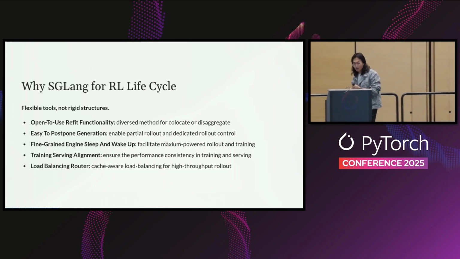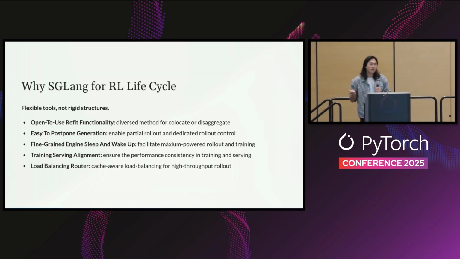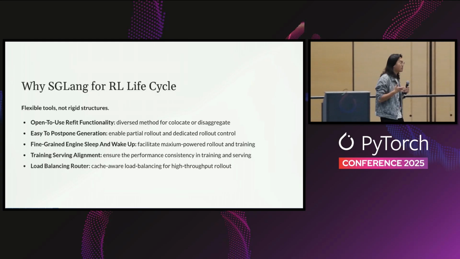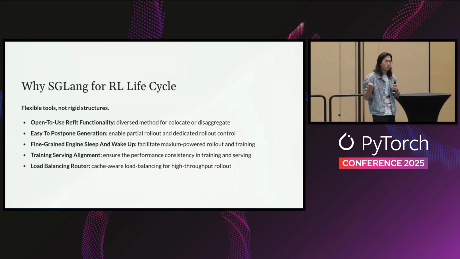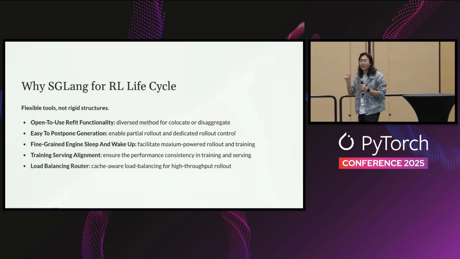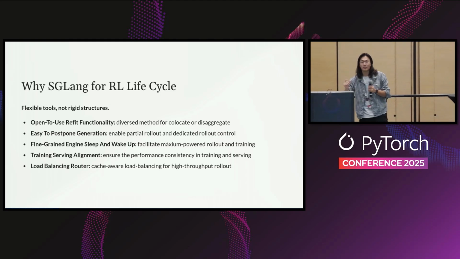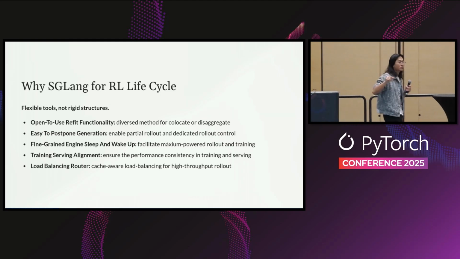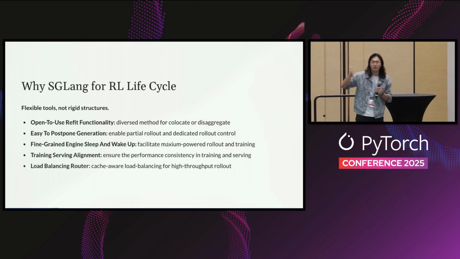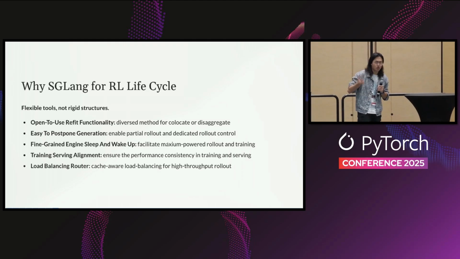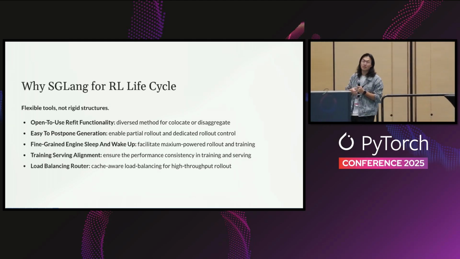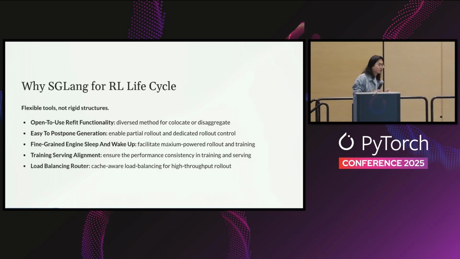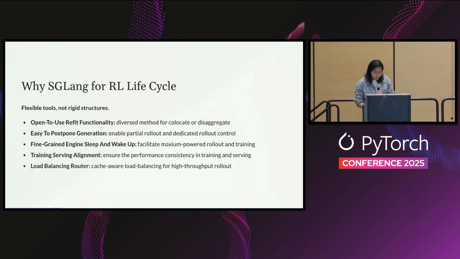And the final thing is the load balancing router. That means for these kinds of complicated rollouts, we have a unified, single endpoint for the generation. You do not need to care in detail about where each request goes to each worker. That makes your job quite complicated. You just need to send to the router, and the router controls all the SGLang generation.